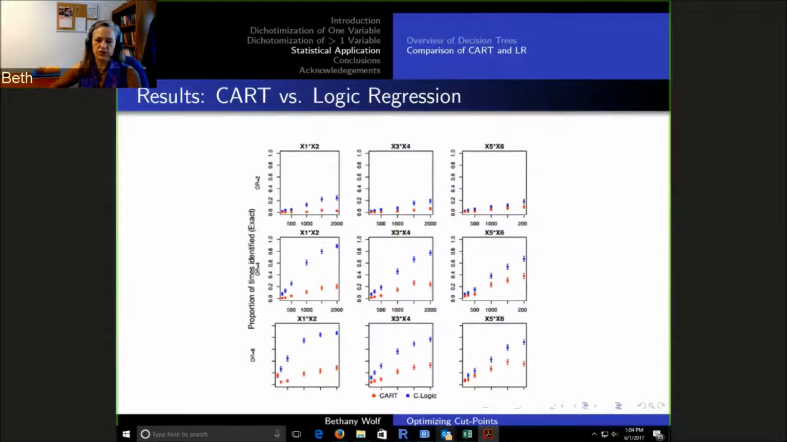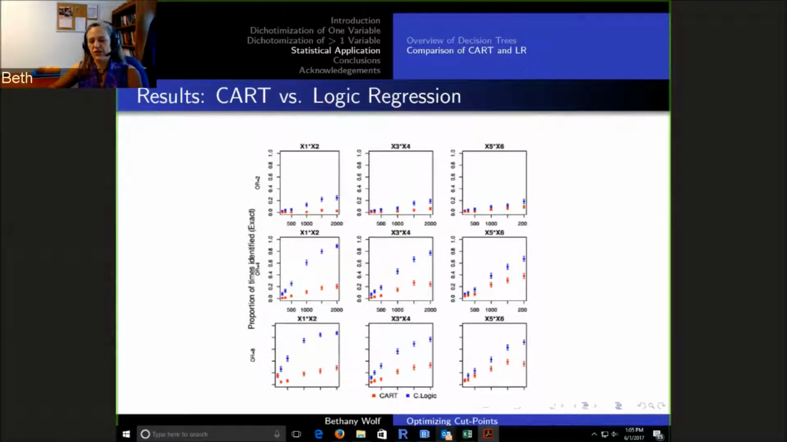Again, an increasing strength of association and a sample size increase. So we went from sample size 100 all the way to sample size 2000. And so for both methods, you see that as sample size increases, in general, they do a better job of recovering the interaction terms. And as strength of association increases, they do a better job of recovering the interaction terms. But in all scenarios, C-logic, which is in blue, and that's where we're using logic regression with the joint dichotomization, in all cases, logic regression is doing a better job than CART at identifying these predictors, with perhaps the exception being the smallest sample size, where neither does very well.